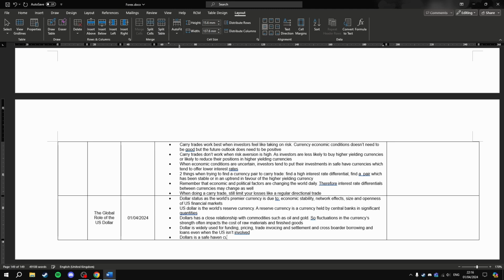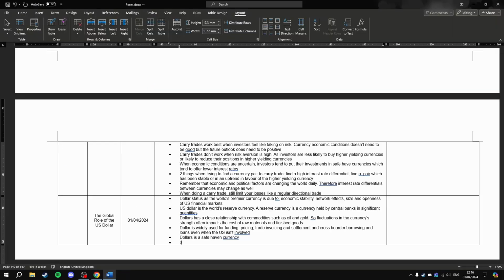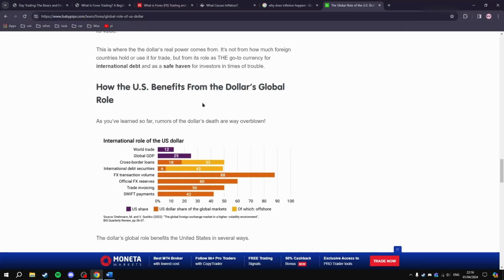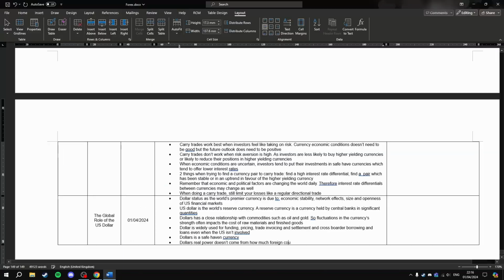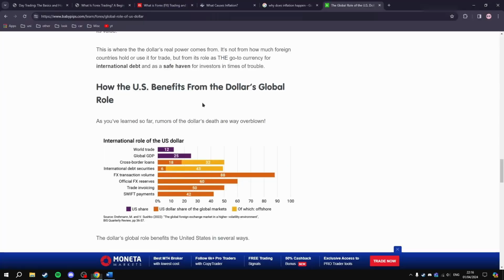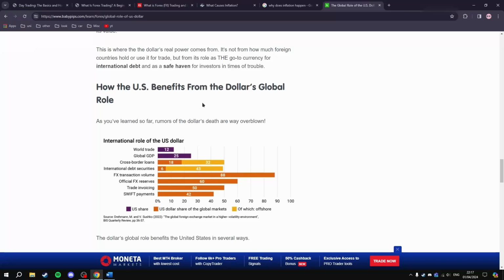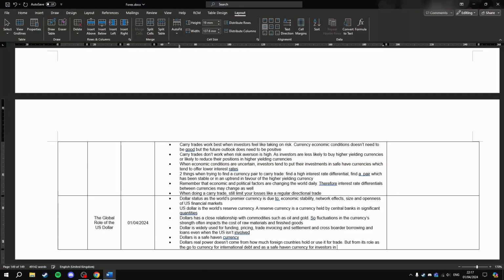Safe haven currency. The dollar's real power doesn't come from how much foreign countries hold or use it for trade, but from its role as the go-to currency for international debt and as a safe haven currency for investors in times of trouble.